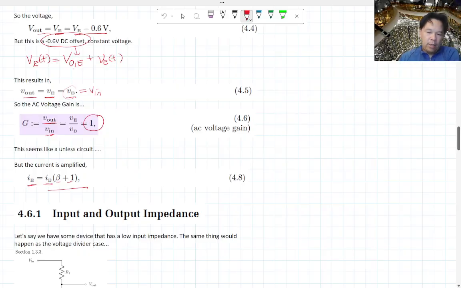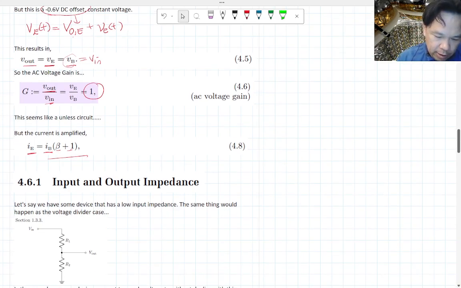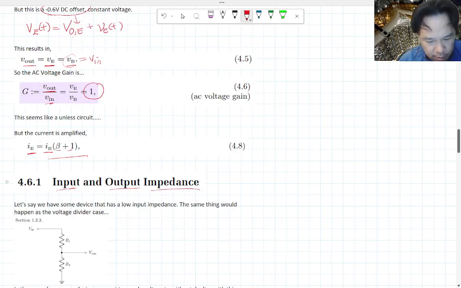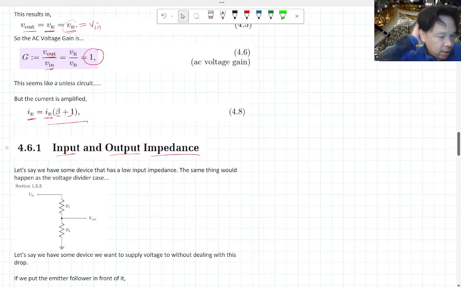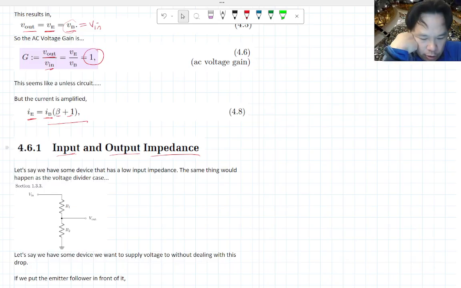So the current gets amplified, but the voltage does not. This is going to have an effect on your input and output impedance, the stuff we talked about in the first module where we were dealing with DC circuits. The same thing applies to AC circuits, of course, and maybe even more, because a lot of times you actually want to do impedance matching, and a transistor will allow you to do that.